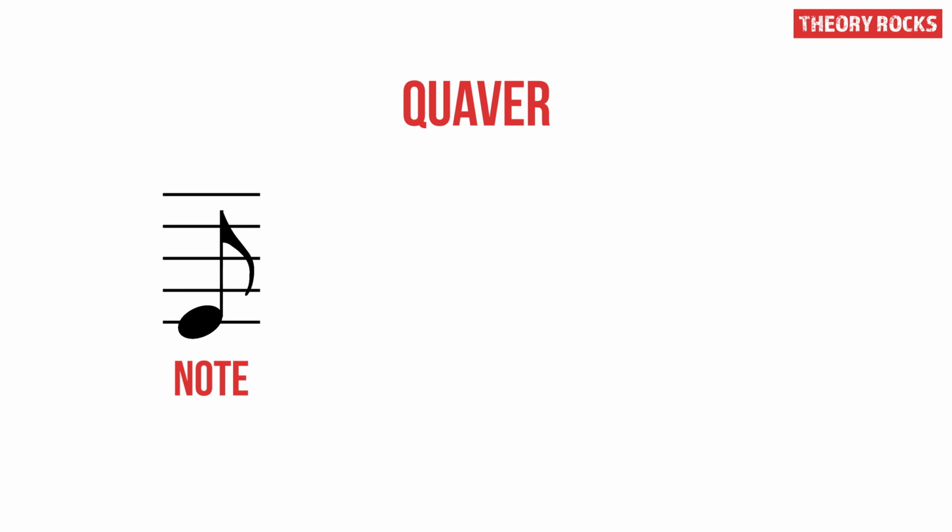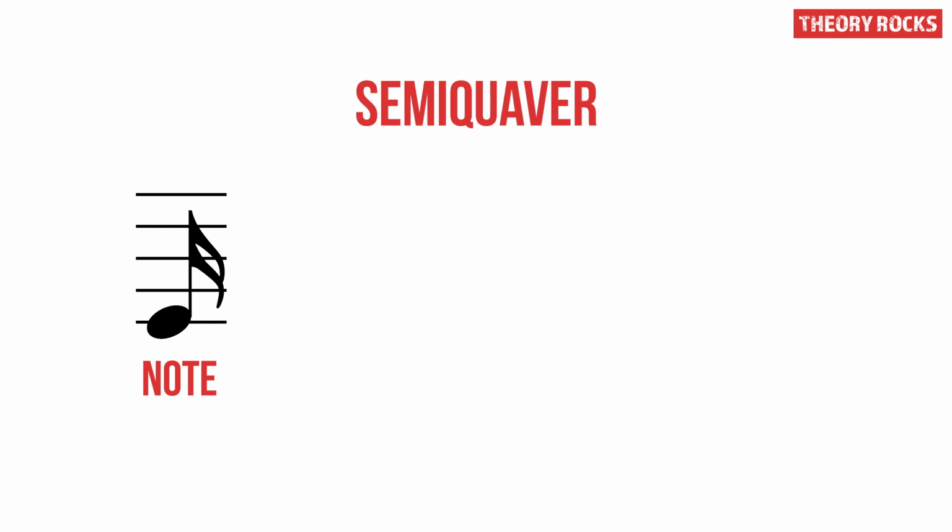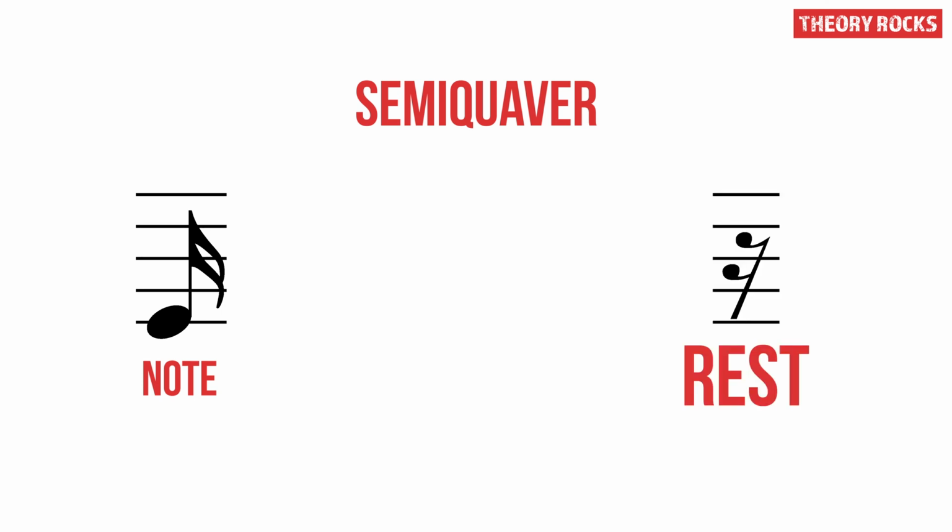The quaver lasts for 1/4 of a beat and its rest looks like this, sort of like a number 7 sitting on the stave. The semiquaver rest that lasts for 1/4 of a beat looks like this, again like a number 7 but with 2 lines at the top.